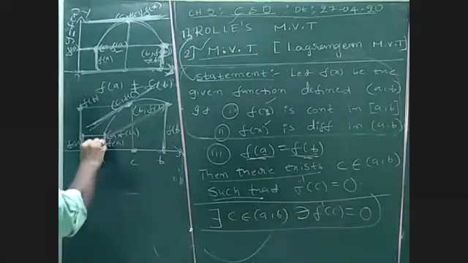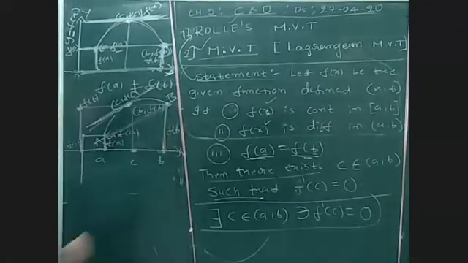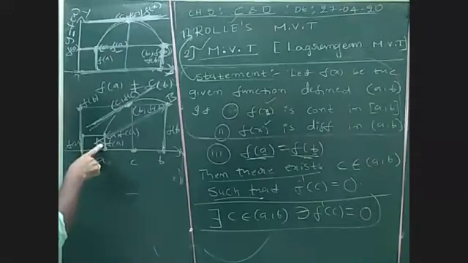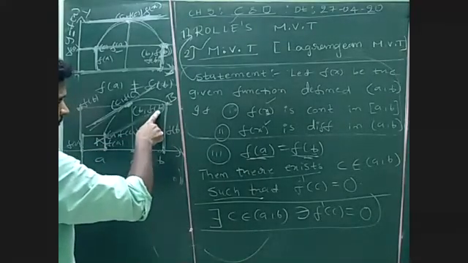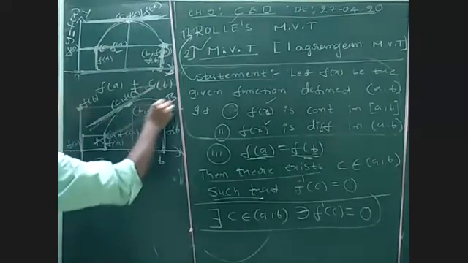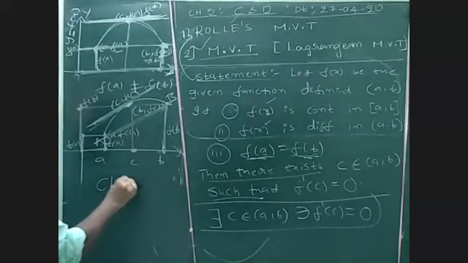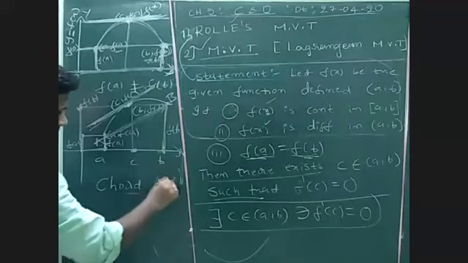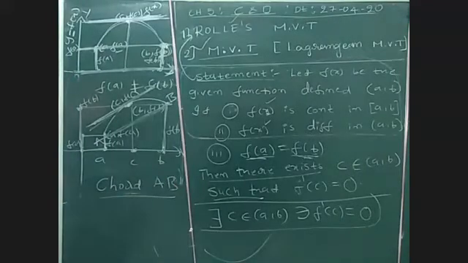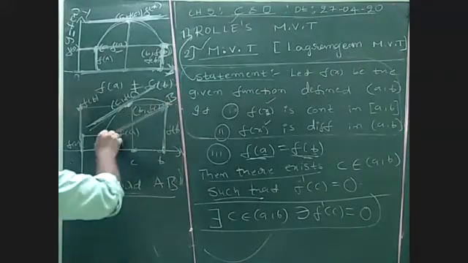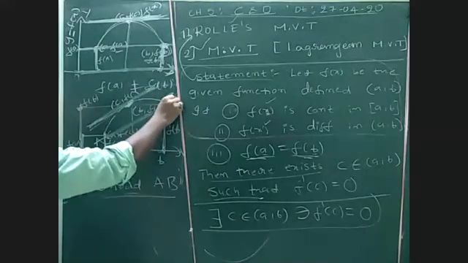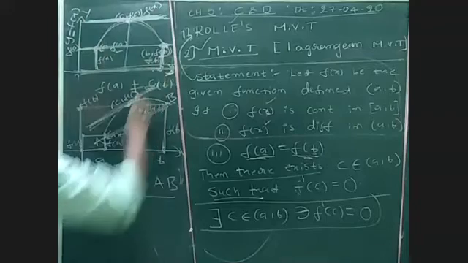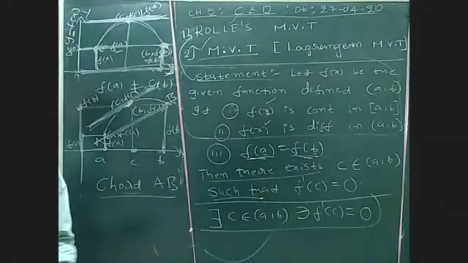Let us take this point as capital A, this point as capital B. What is capital A? A comma f of a. What is capital B? B comma f of b. The tangent is always parallel to the curve AB. That's it. Joining these 2 points, we get the chord, and the tangent at C is parallel to it. Here the tangent is parallel to the x-axis. These 2 points are important.